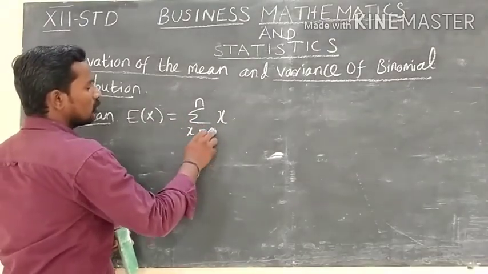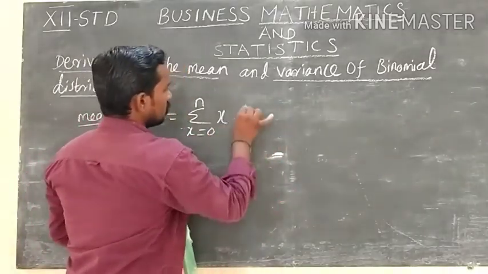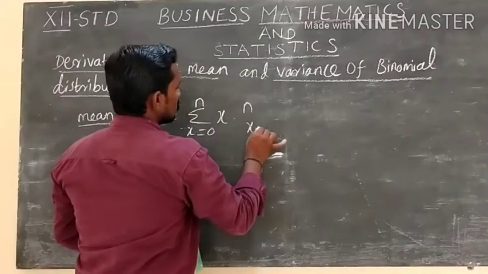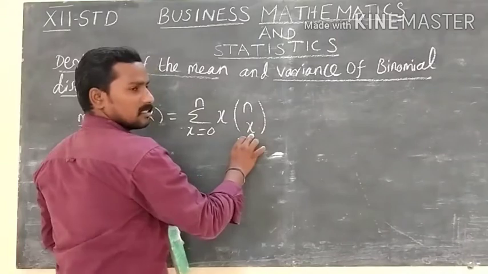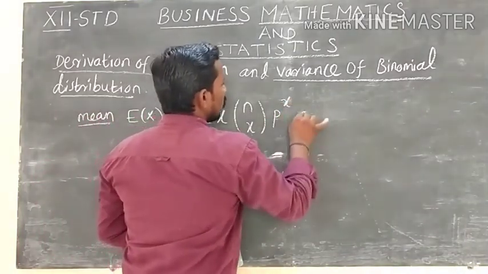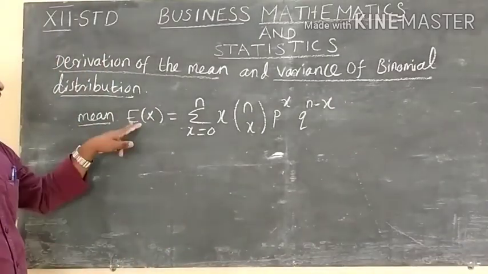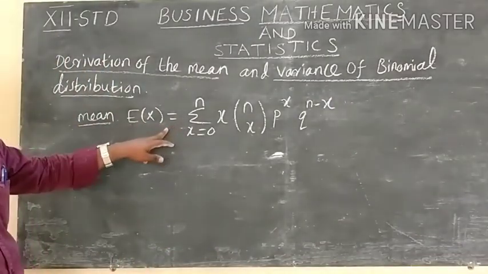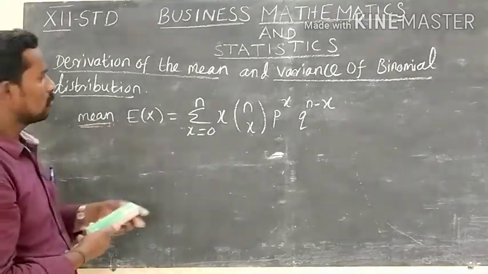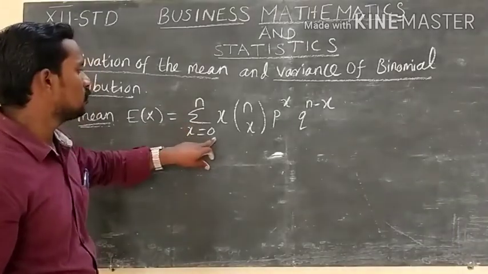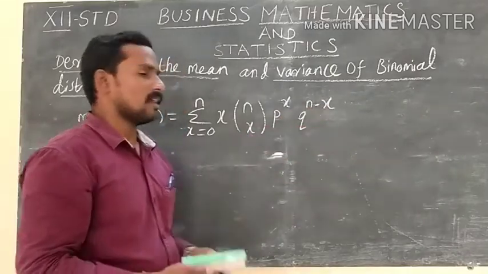Summation x is equal to 0 to n, x into the binomial distribution nCx, sometimes written nCx, p power x q power n minus x. Okay, this is the expectation of x formula. So we want to find the mean value. Expectation of x equal to summation x from 0 to n of x nCx p power x q power n minus x.